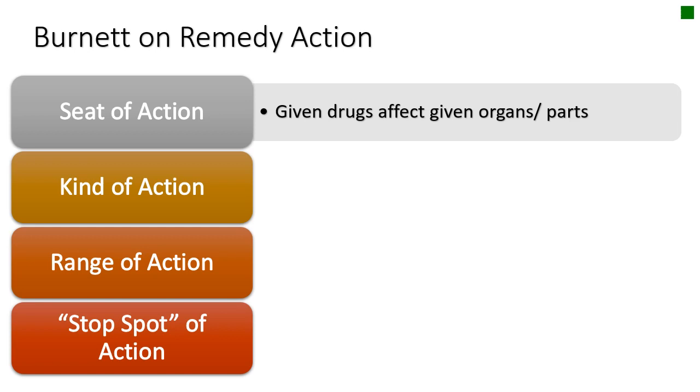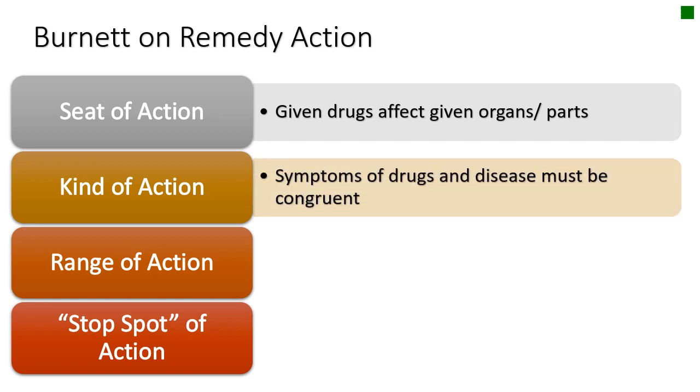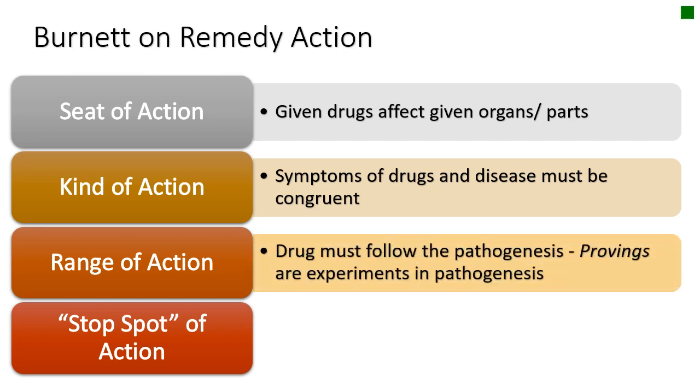The seat of action means that the particular remedy must have an association or an affinity for the affected part or organ. This is of great importance in most cases. The kind of action means that the symptoms of the drug or the remedy and the disease must be congruent. In other words, the symptomatology of the drug in its provings and those presented by the disease must be like each other.